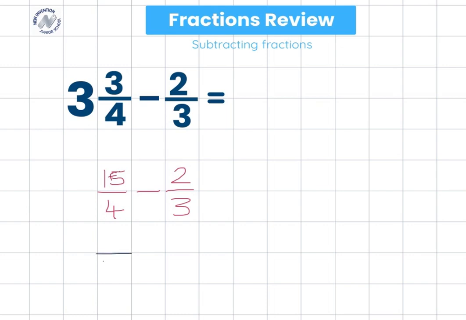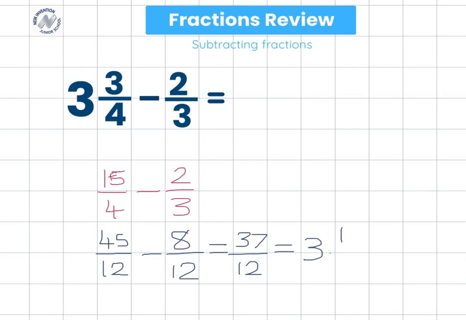I know they're both a factor of 12. So then 4 times 3, so I'll do 15 times 3. And then I've done 3 times 4, so I'll do 2 times 4. So then all I've got to do is subtract the numerators. So 45 take away 8. So that gives me 37/12. Again, I can change it to a mixed number. So 37 divided by 12 is 3 1/12.